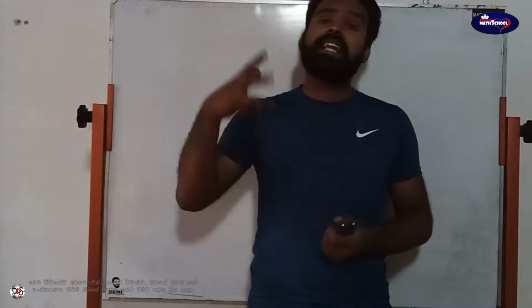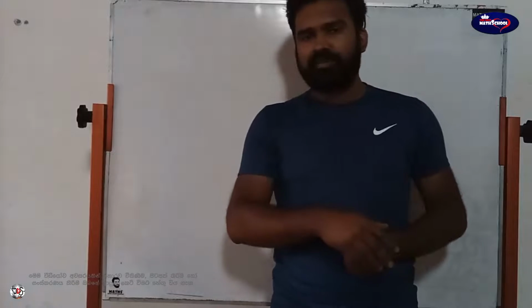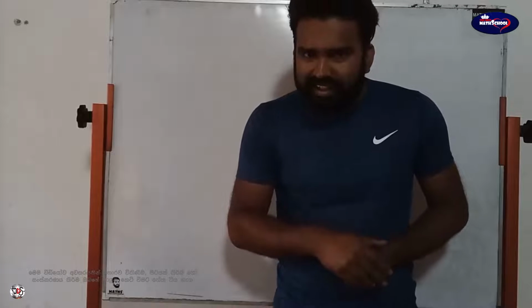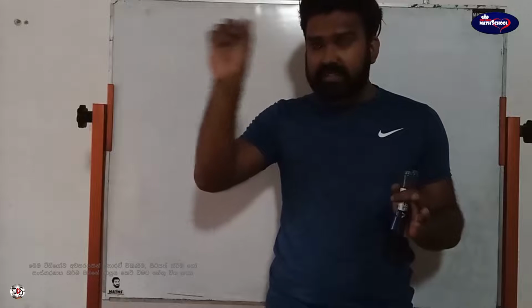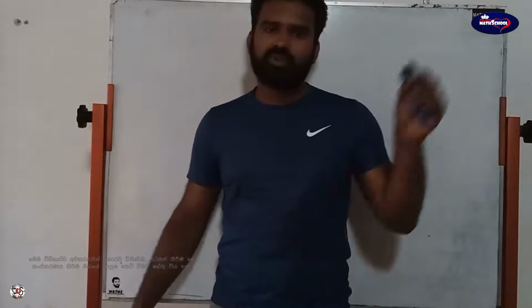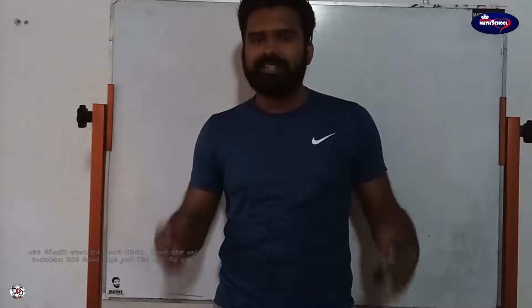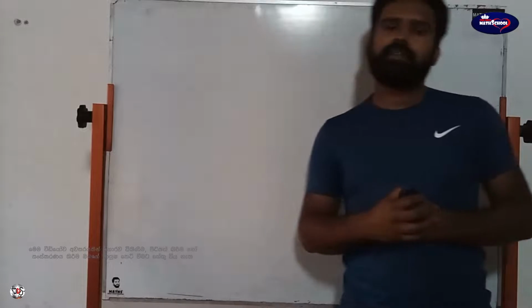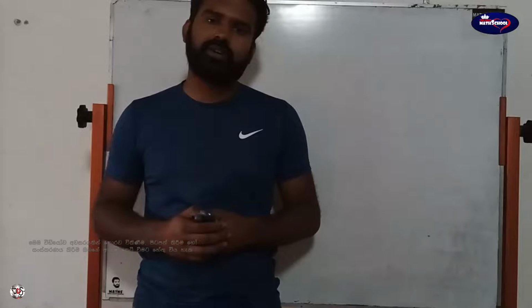So if there is any entire surd, we should convert it into a surd. If there is any entire surd, like square root of 20, we should write it as 2 into square root of 5. Likewise, we should write it as a surd. That means we should keep it in the simplest form, right?